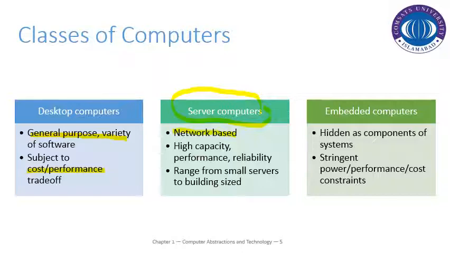The next category of computers is the embedded computers. Embedded computers are hidden as a component of a system. Nowadays we can see them in the majority of systems, in cellular phones or any digital or home appliances. They have power, performance and cost constraints, and we have to manage all those constraints in order to achieve a task or perform a specific operation. So the majority of computer systems can be categorized into these three categories: desktop computers, server computers, and embedded computers.